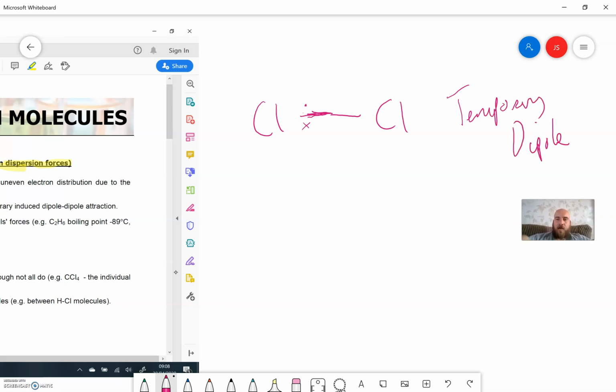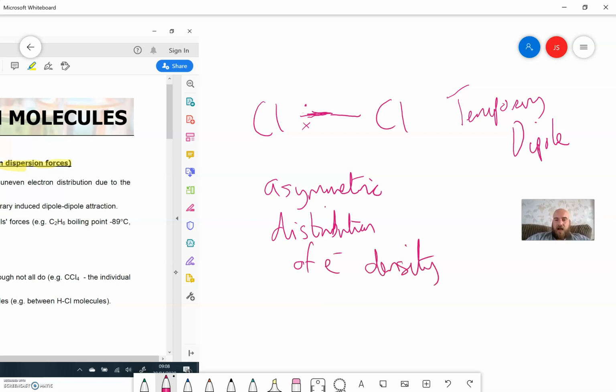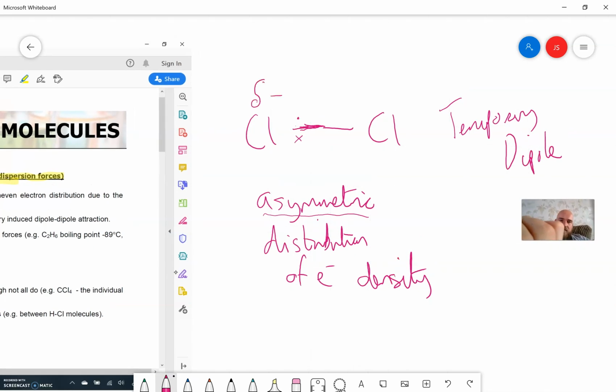Why is it a dipole? Well, because there's an asymmetric distribution of electron density. Now, these are all big words, so I'll explain it in a moment. The electrons in the covalent bond are distributed asymmetrically, i.e. they're shifted towards one atom more than the other. So if they are over here briefly, and it would be very briefly, picoseconds, then all of a sudden this becomes delta negative and that becomes delta positive. So we've got a temporary dipole there.